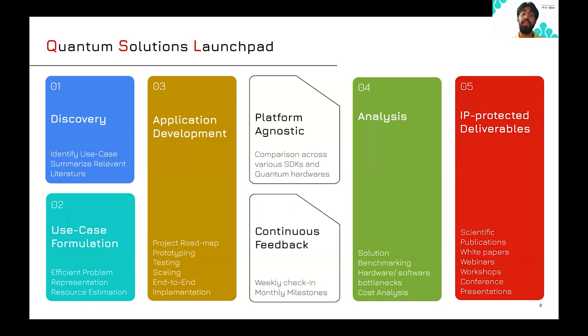Or is there some kind of bottleneck over here, which maybe we need to solve collectively as a whole cohort? The best thing about QSL is that we work with partners on very, very strong IP-protected deliverables, but everything can actually be utilized in industries. We don't want to work on toy problems.